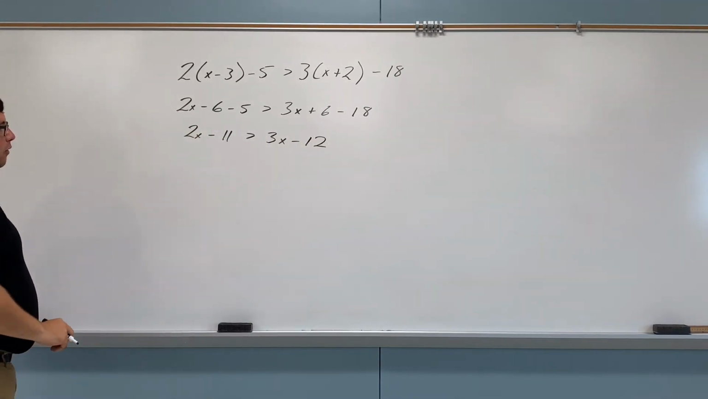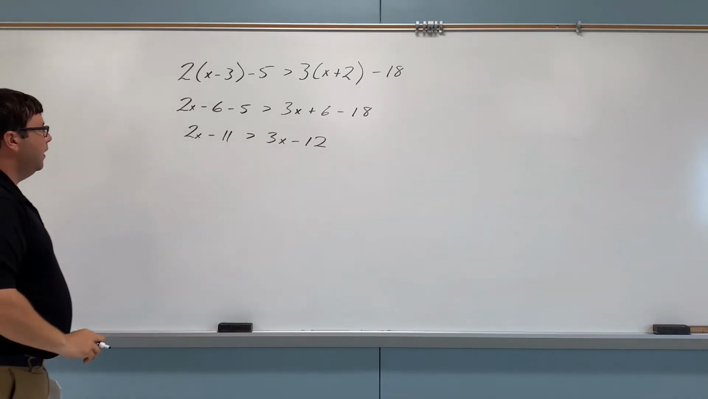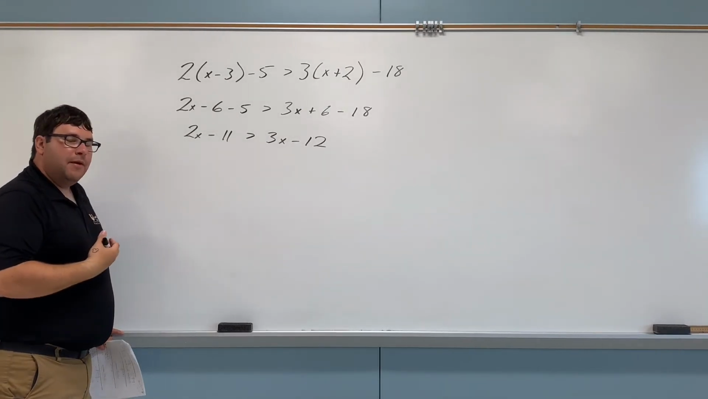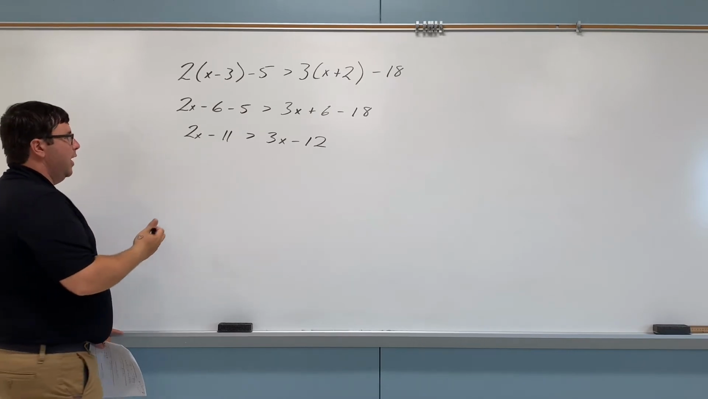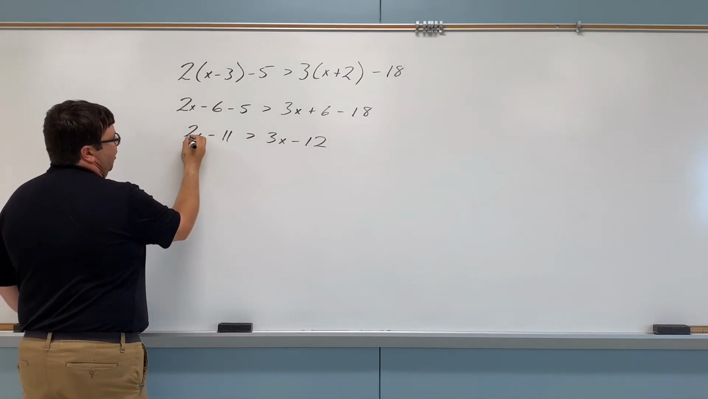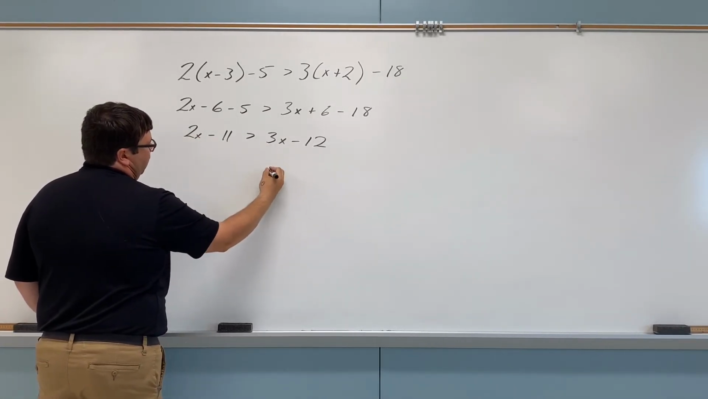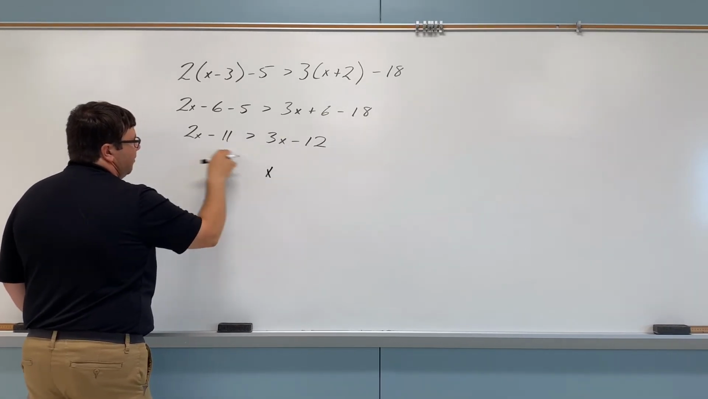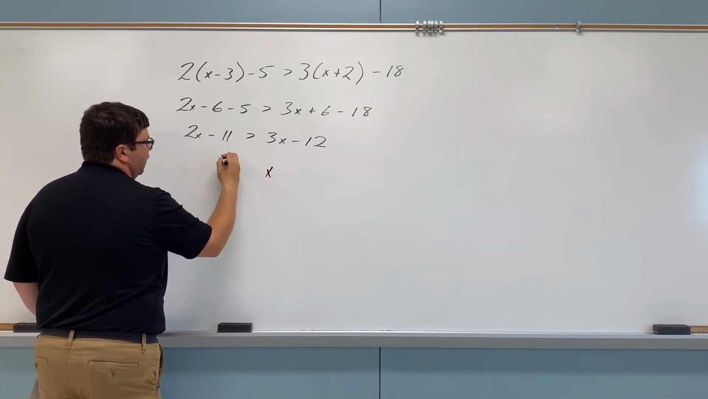Once you combine those terms, don't drop your signs. I like to keep my variable positive. It's just how I am, positive person. I'm going to move my 2x over. That means this is just x. I'm going to add my 12 over as a result. This becomes 1.